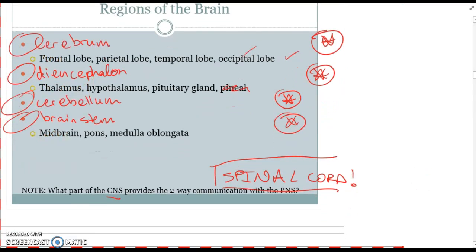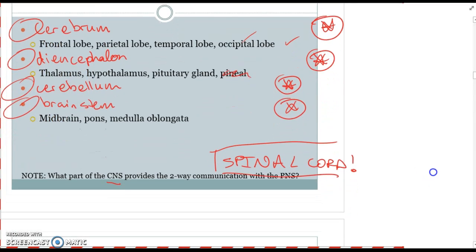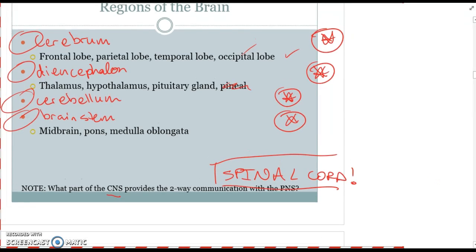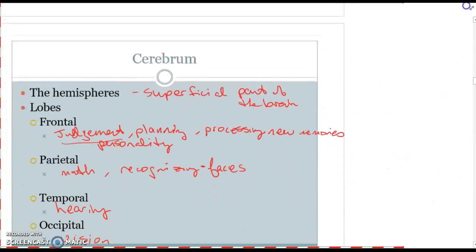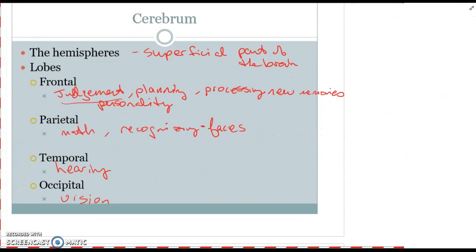I talked a bit, or way more, about the cerebrum than I did pretty much anything else. So let me go through the important parts there. The spinal cord, I mentioned that's the communicator between the central nervous system and the peripheral nervous system. So the lobes of the cerebrum are frontal, parietal, temporal, and occipital. Frontal, again, is in the front. The temporal is important for hearing, and occipital is vision. And I mentioned that's at the very end, or the back portion of the brain.